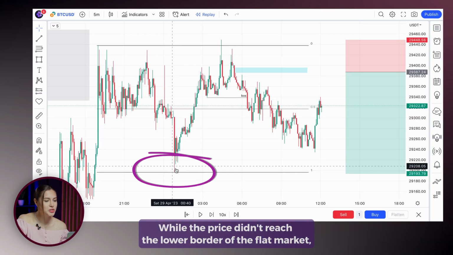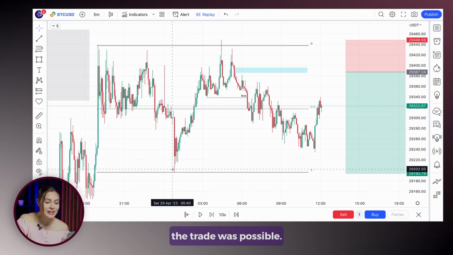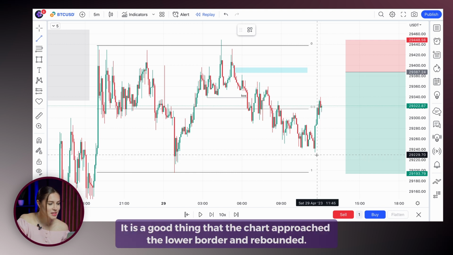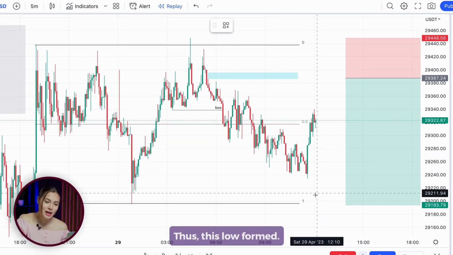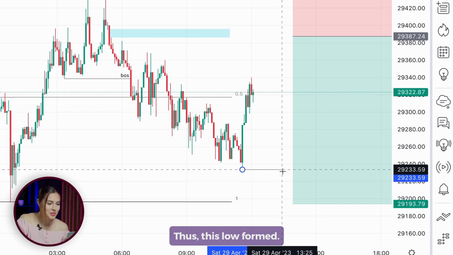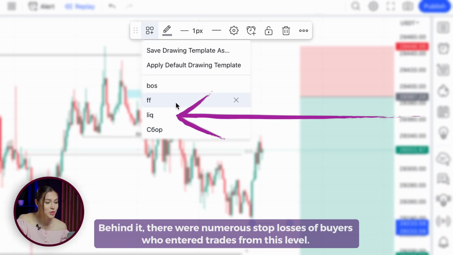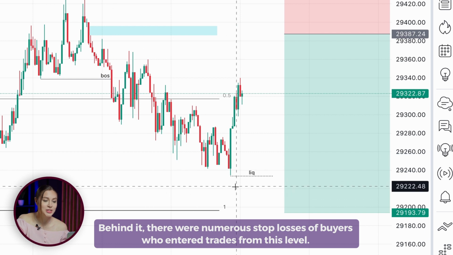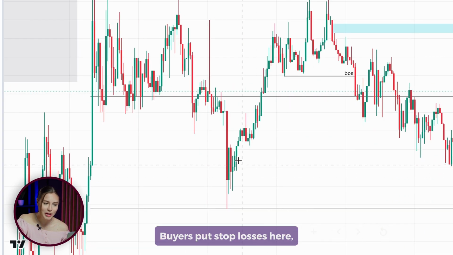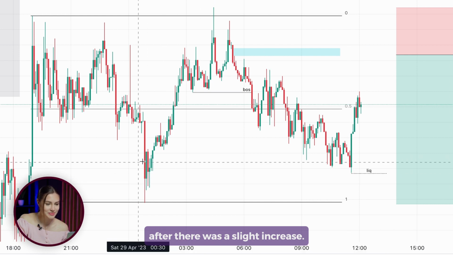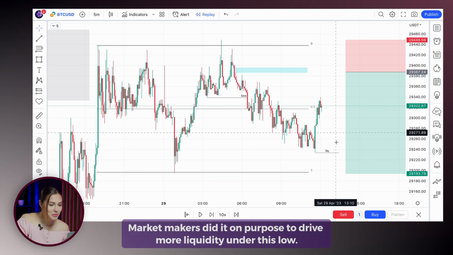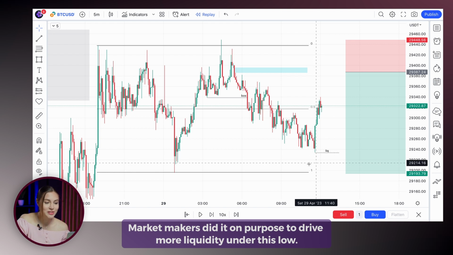While the price didn't reach the lower border of the flat market, the trade was possible. It is a good thing that the chart approached the lower border and rebounded. Thus, this low formed. Behind it, there were numerous stop losses of buyers who entered trades from this level. Buyers put stop losses here. After, there was a slight increase. Market makers did it on purpose to drive more liquidity under this low.